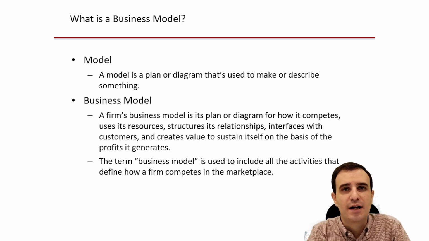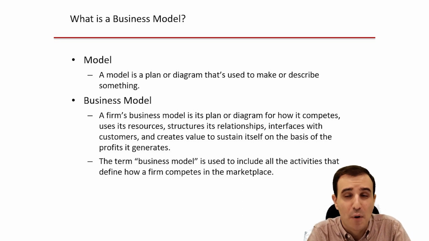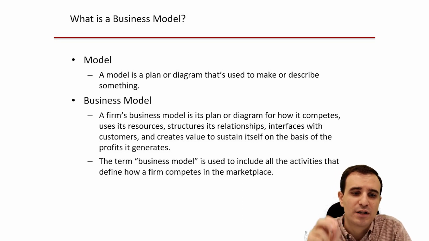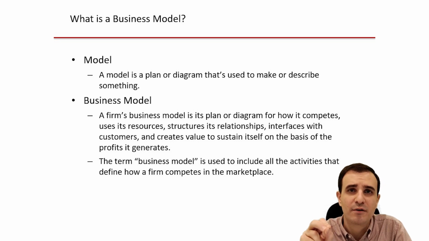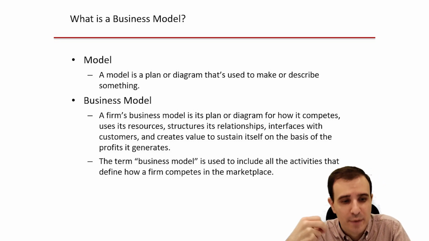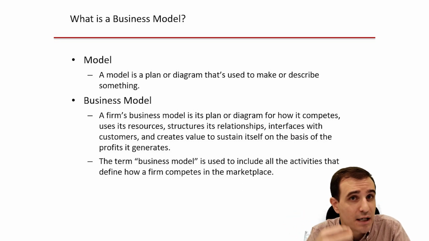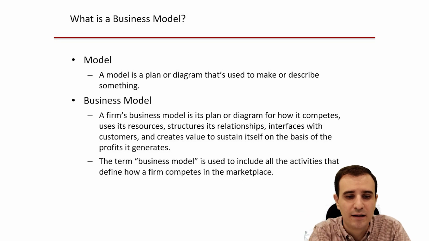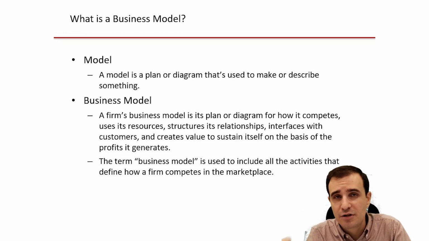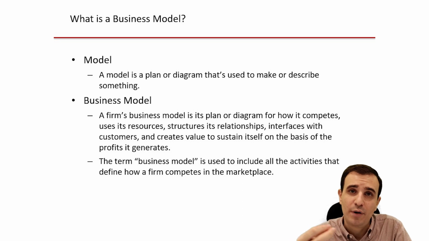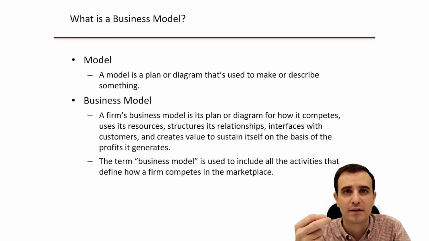So let's introduce now the definition of a model. A model is a plan or a diagram which you use to describe some phenomenon. Specifically, a business model is this type of plan or diagram which will tell you how a company competes, how a company deploys resources, assets, people, branding, and so on, how the company structures relationships, for example, with partners, with suppliers, with strategic allies, and so on.